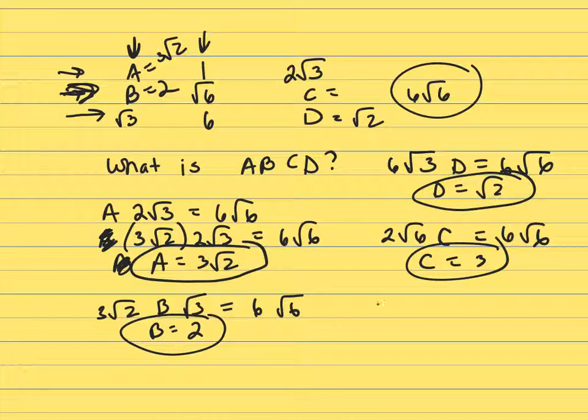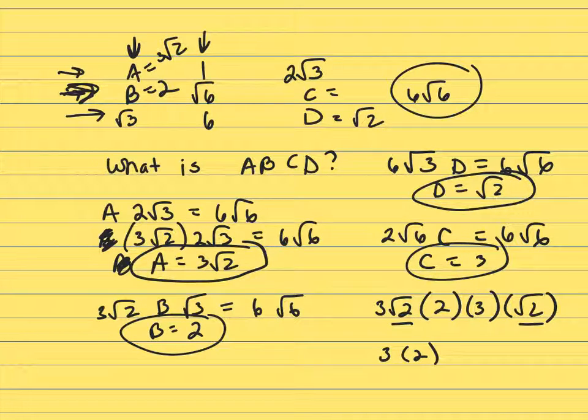So where is a? A is 3 square root 2, times b, which is 2, times c, which is 3, times d, which is square root 2. So square root 2 times square root 2 is 2. So I've got a 3 times a 2, and then a 2 times a 3. So 3 times 2 is 6, 6 times 2 is 12, 12 times 3 is 36.